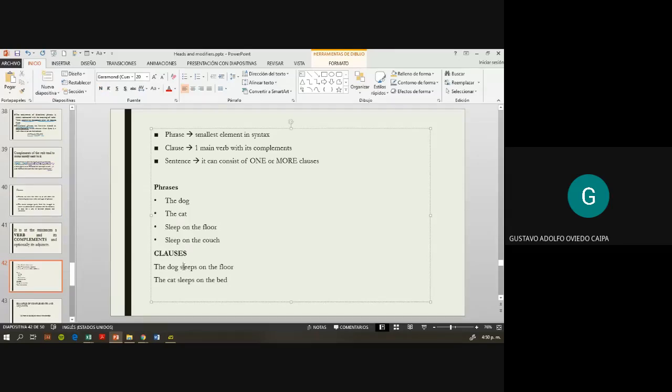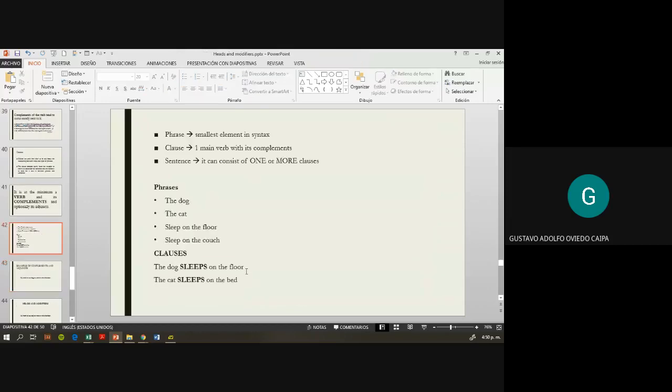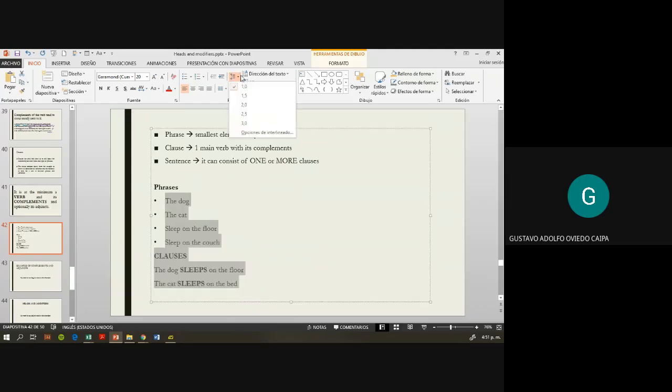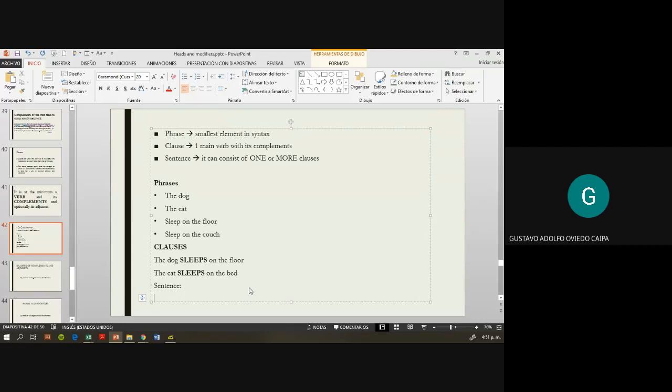And as you can see, these two clauses have only one main verb. Clauses are supposed to have only one main verb. Here is where we have the distinction between a clause and a sentence. A sentence can be this.